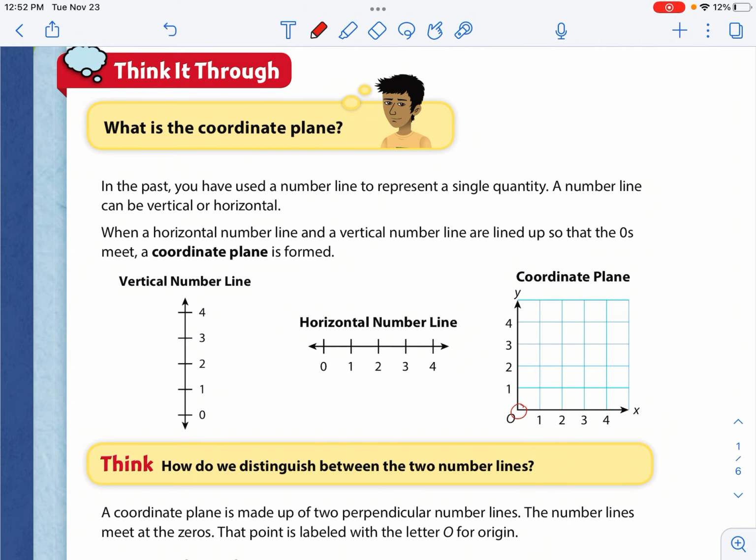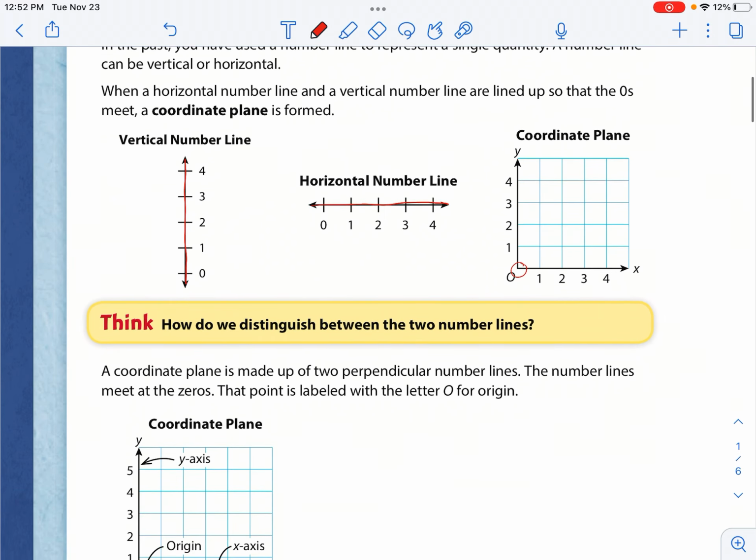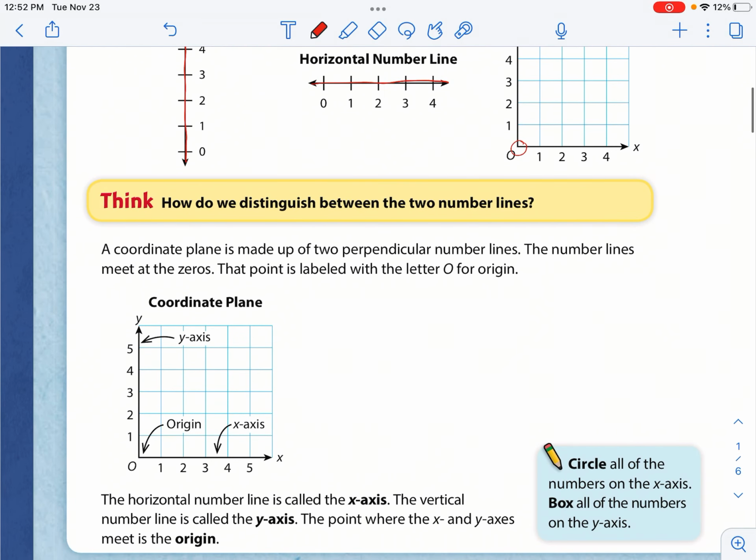Horizontal going this way, vertical going up and down. So how do we know the difference between the two? A coordinate plane is made up of two perpendicular number lines. Remember, things that are perpendicular cross one another, and where they cross, they make 90-degree angles. As you can see, this actually keeps going this way and this way, but we're only going to focus on this section today.